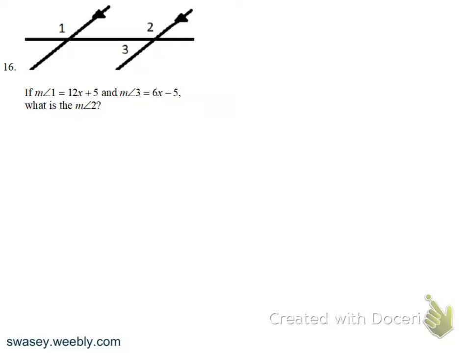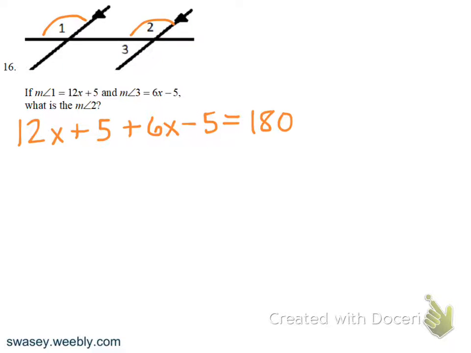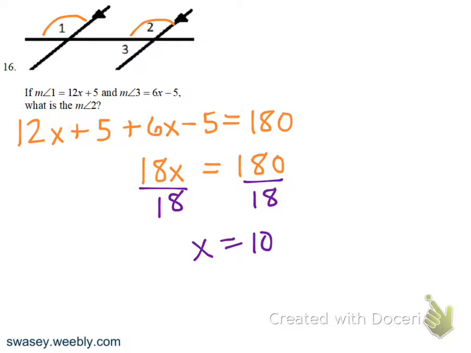All right, here we're given an expression for angle 1 and angle 3. Notice that angle 1 and angle 2 are corresponding, so they'll be congruent. And 2 and 3 are supplementary. So that means 1 and 3 are also supplementary. So we can write 12x plus 5 plus 6x minus 5 equals 180. Combine like terms, 12x and 6x is 18x. 5 and negative 5 is 0. And then you can divide both sides by 18. So x is 10.